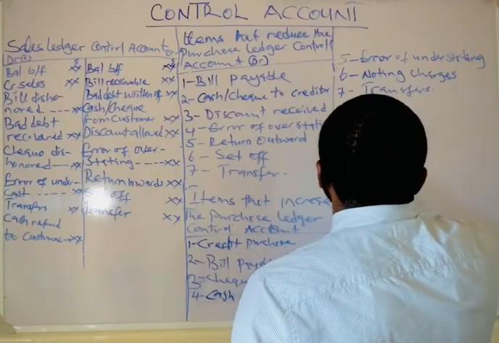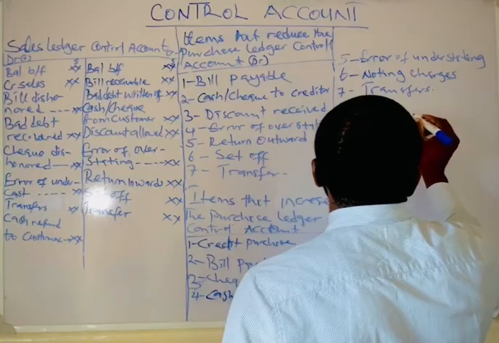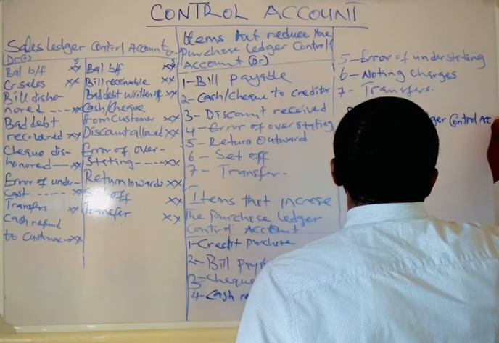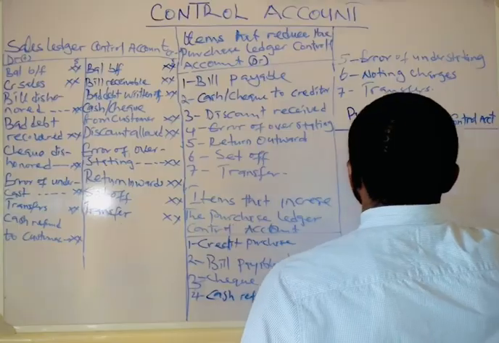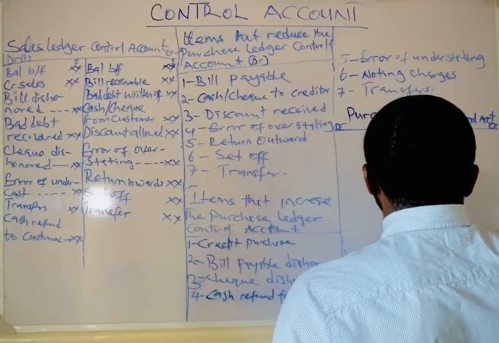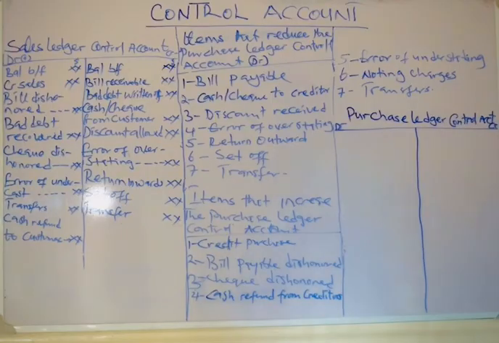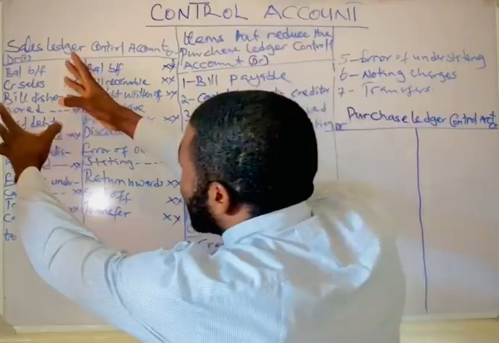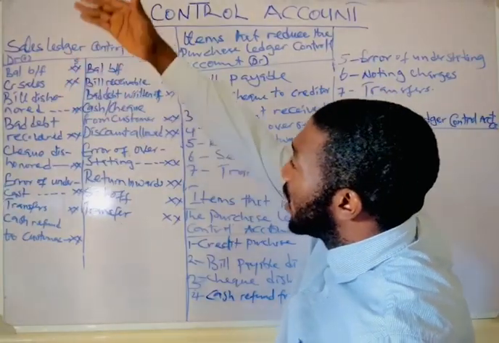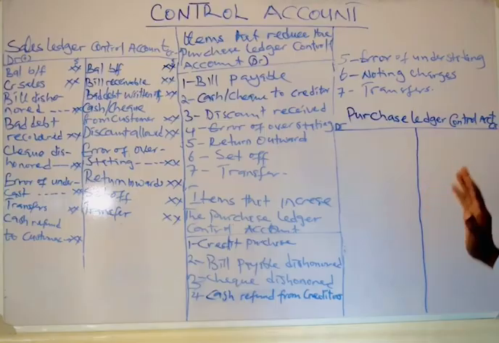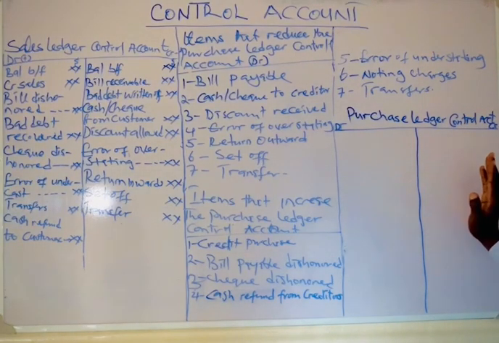Format of purchase ledger control account. Here is debit and here is credit. So the purchase ledger control account is the opposite of the sales ledger control account. That is, this is the main balance. Sales ledger usually comes with a debit balance, in normal circumstances, and purchase ledger usually comes with a credit balance, the normal condition.